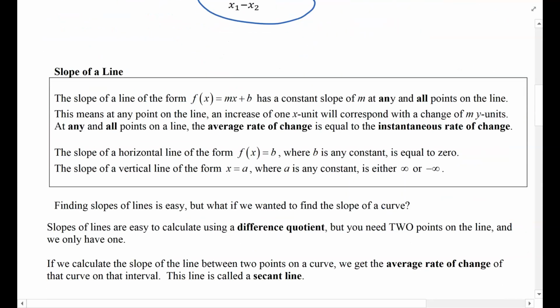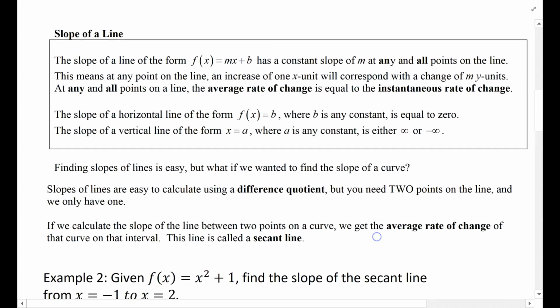So the slope of a line, most commonly used with y equals mx plus b, where the slope is constant for any and all points on the line. So that is considered an average rate of change, but since all the points are on the same line, it is also the instantaneous rate of change. It's always changing by that slope.